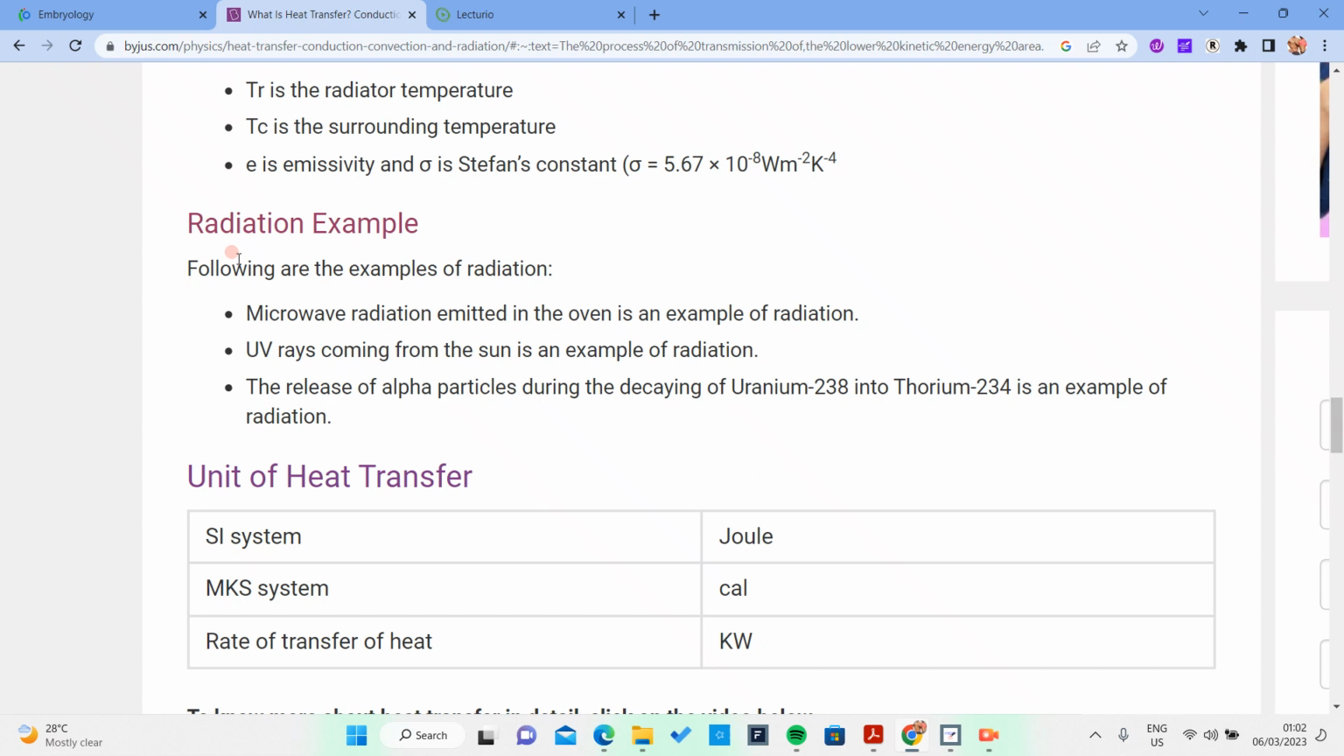And the unit for heat transferred is joules, because heat itself is energy.